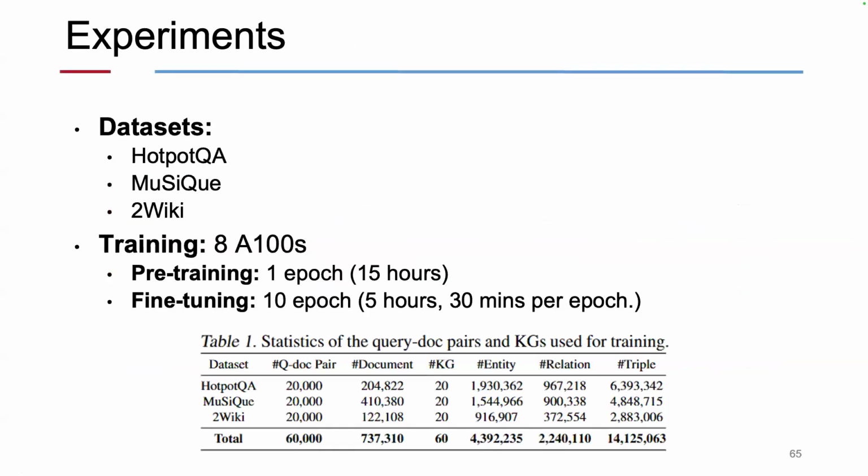So here are just some experiment results. Basically, the training is not very time consuming. And also we train on our 60 knowledge graphs with 40 million triples.